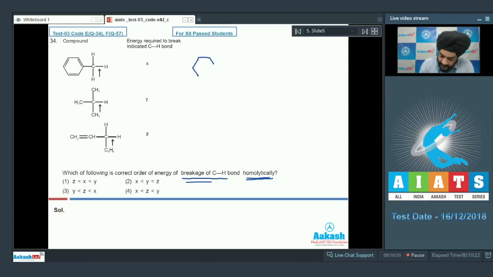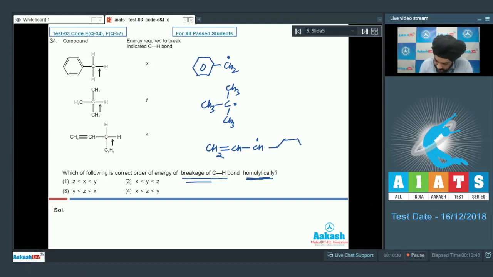So in the first one we have a benzyl radical. In the second case we have a tertiary butyl radical. And in the third case we have a substituted radical which is both allylic as well as benzylic. So on comparing these 3 free radicals, we can see that the most stable among these will be the third one, followed by the first one, as benzyl radical is more stable than the tertiary butyl radical. So this is the correct order of stability of the radicals.